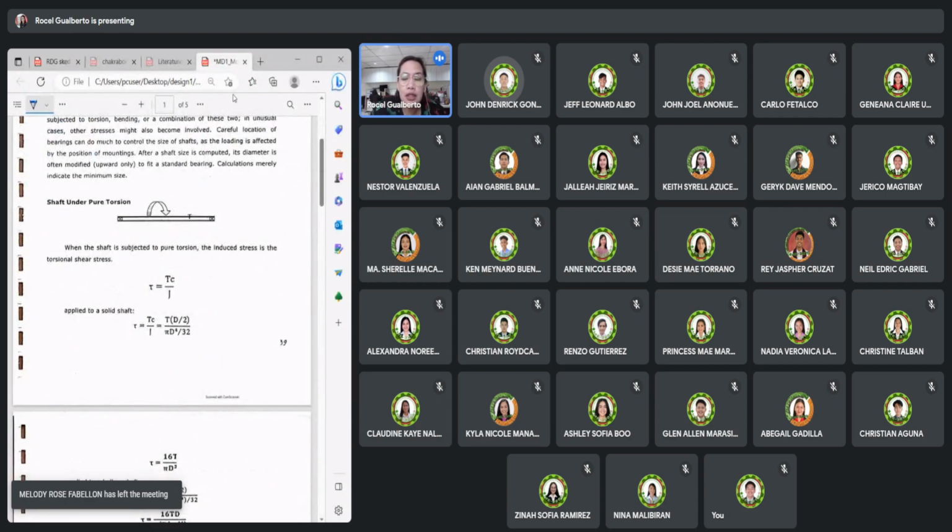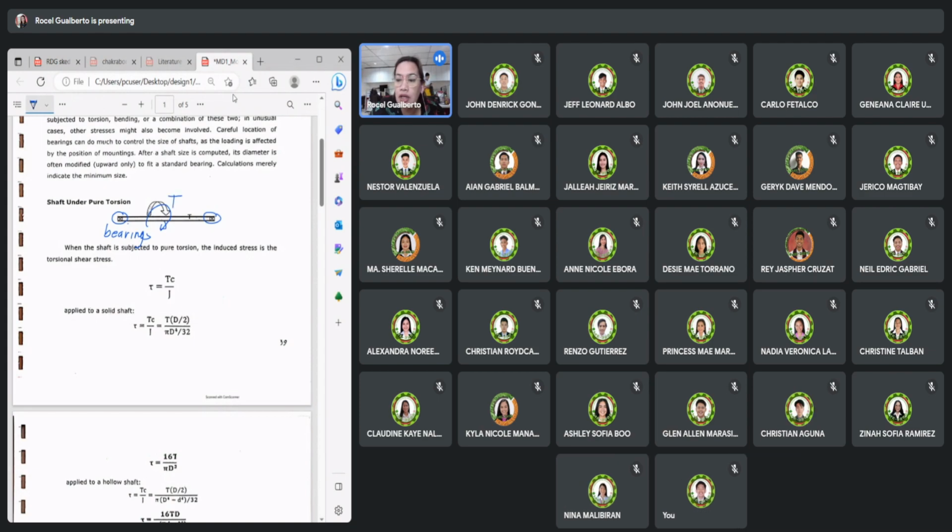Okay, so let us have shaft under pure torsion. So you look at this illustration. So this slender member would be the representation of your shaft. And then you have here yung dalawang dulo po na yon, yung rectangular with an X. That refers to the bearings of the shaft. This long straight member would be the shaft itself. And then here, yung arrow po na yun would refer to the torsion. So, in this case, this is the representation of a shaft under pure torsion.